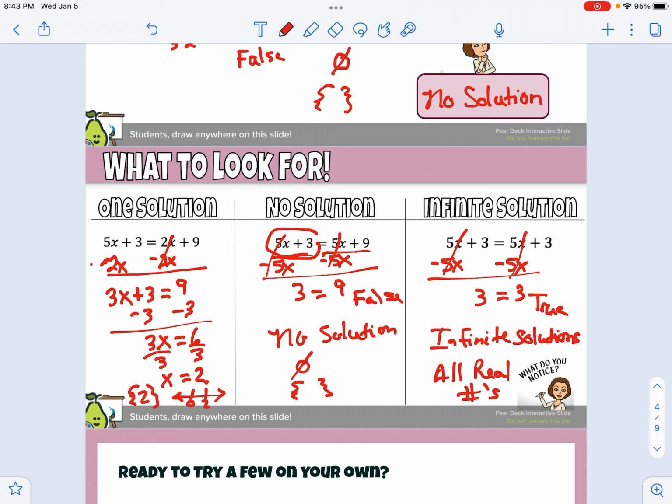So there are 3 different scenarios here. Again, making sure that we understand what's what. If the variable does not cancel out and it's still in the equation, you get 1. But when the variables basically disappear, a false statement gives us no solution, and a true statement gives me an infinite number. I can plug in any number I want. These expressions are always the same. And just look at them. 5x plus 3 does equal 5x plus 3.